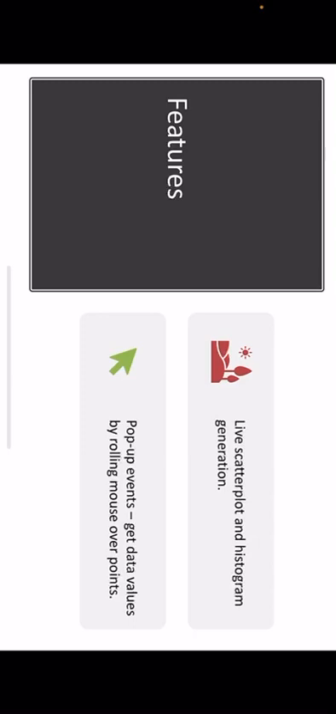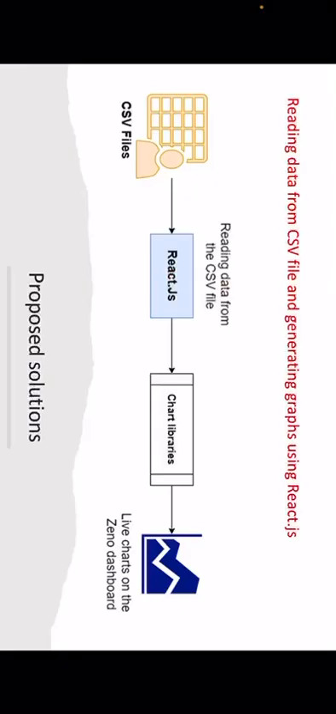Pop-up events get data values by rolling the mouse over the points. We use React.js to convert the CSV files into chart libraries, and these chart libraries will directly appear on the Geno dashboard. We can have a look at the Geno dashboard: when we open it, we can directly view the chart libraries over there.